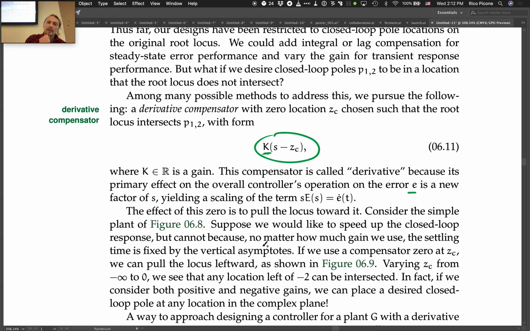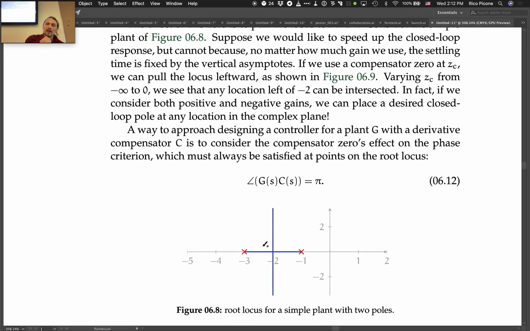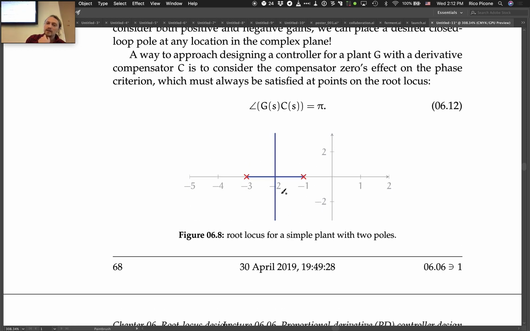So consider the simple plant of figure 6.8. Here's the root locus in figure 6.8. This is the open loop, an open loop pole pair, one at -1, one at -3. We can adjust the gain all we want, but we're never going to be able to leave this locus, this branch. Say we wanted to speed up this response, to decrease the settling time. We know that decreasing the settling time means moving that closed loop pole location leftward, right? But you can increase the gain all you want. You're still going to stay on this vertical asymptote. Never going to leave it.